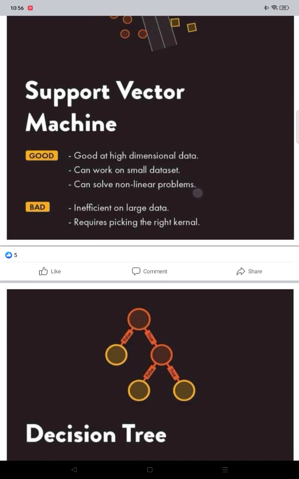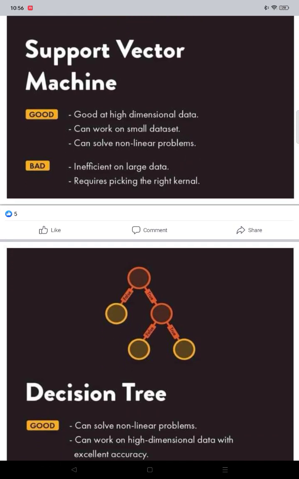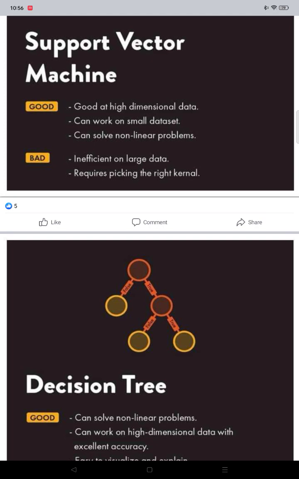Support vector machines. The good thing is they are good at high dimensional data and can work on small datasets. They can solve non-linear problems. But the bad thing is they are inefficient on large data and require picking the right kernel.